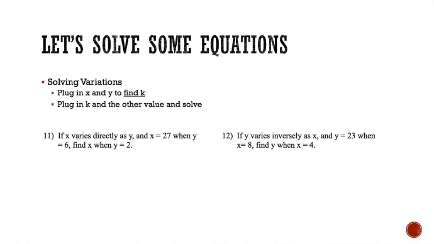All right, so here's number 11 and number 12. We're going to follow those steps. The instructions from number 11 say, if x varies directly as y, and x is 27 when y is 6, find x when y is 2. And that looks like what?